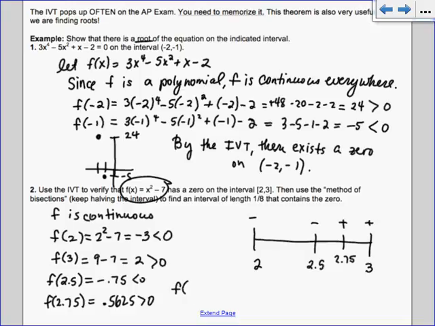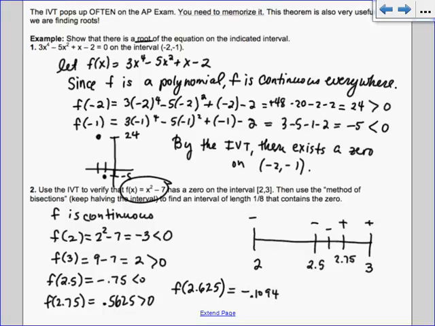So now I need to do f of, anybody know? 2.625, right. If you didn't know that, you could always go back to your main screen and you could find the average of the two numbers by adding them together and dividing by 2. So you do 2.5 plus 2.75 divided by 2. All right, so when we do that one, we get negative 0.1094.